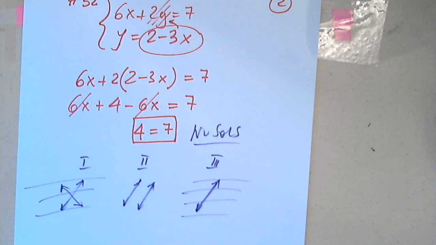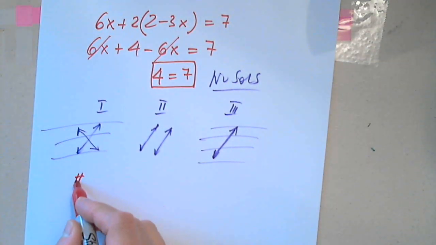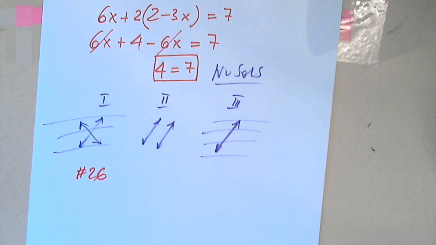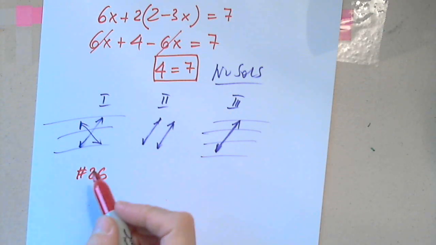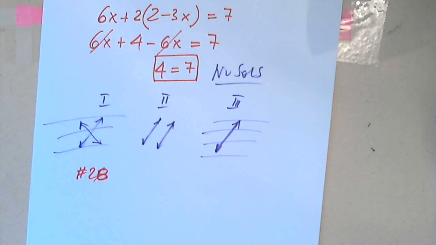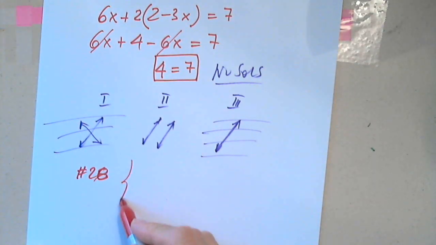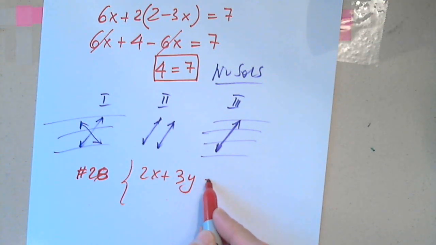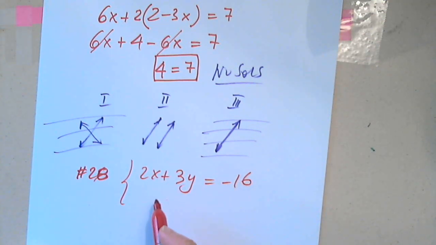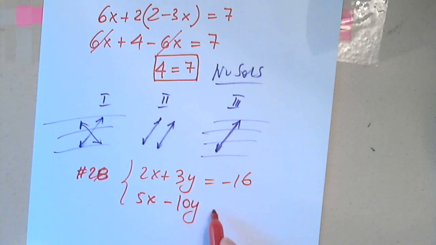Let's look at 26. 26 is kind of one of the most difficult ones, if you'd like. Here's why. You'll see in a moment. No, actually it's not 26. It's 28. Sorry. So 28. Here's why. 2x plus 3y equals negative 16. And 5x minus 10y equals 30.